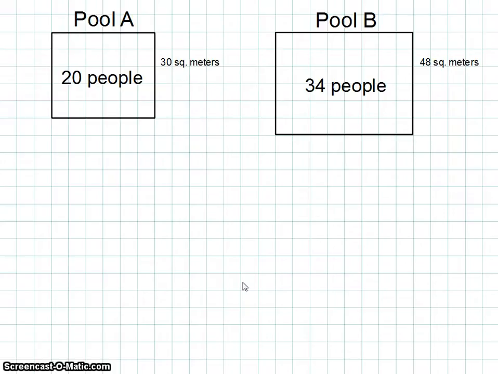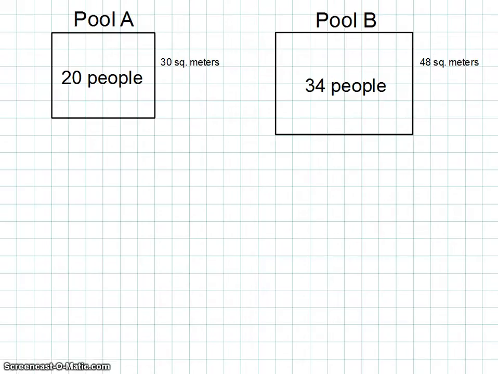Now, this time, instead of figuring out how much personal space each person in each of the two swimming pools will be getting equally, why don't we figure out how many people there will be in each square meter, if the same amount of people were placed per each square meter. Now, how do we find that out?